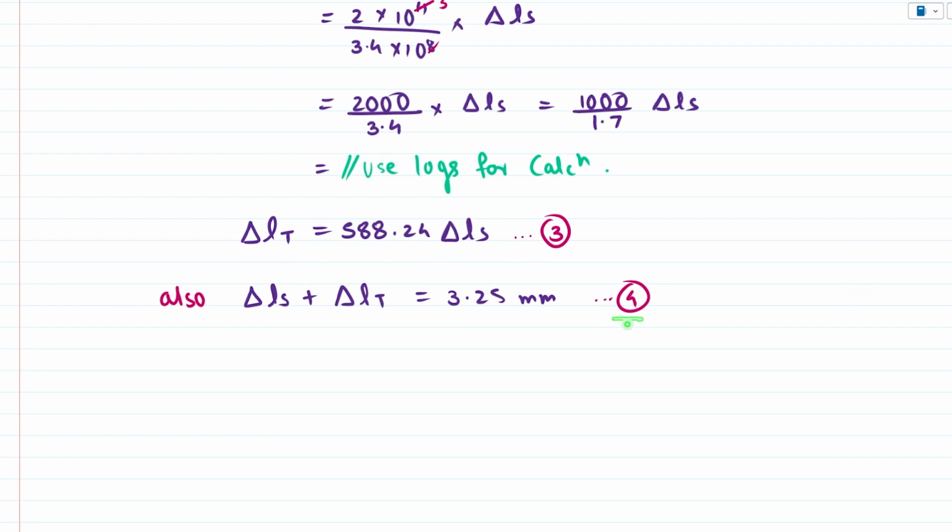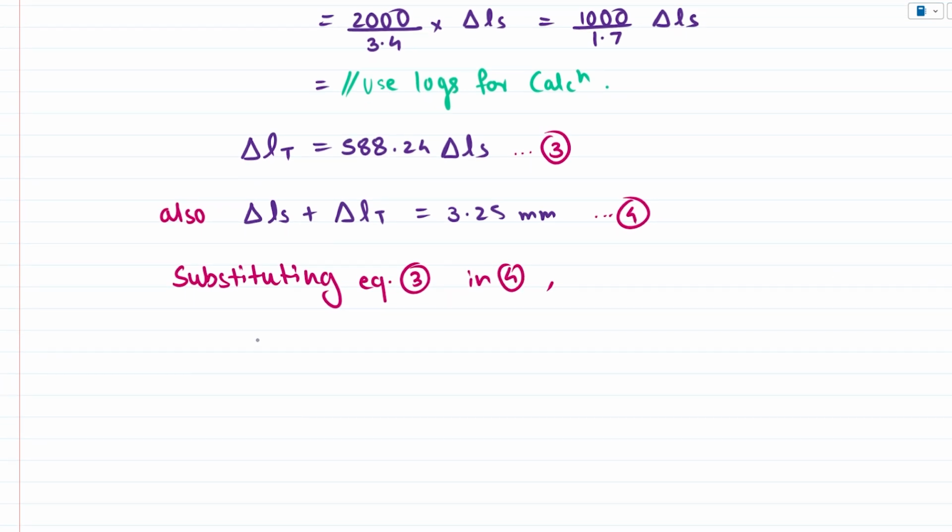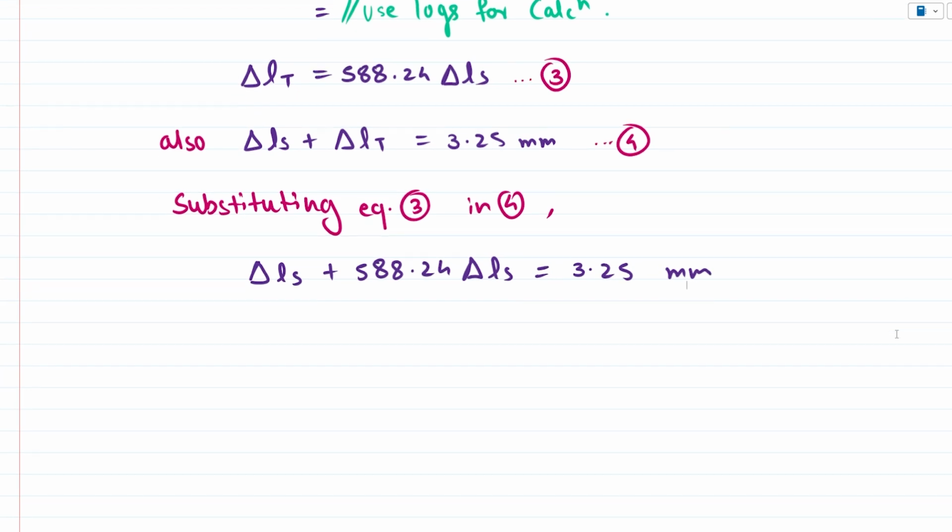So what we'll do now, in equation 4 we'll substitute the value of delta LT as 588.24 times delta LS. So I say substituting equation 3 in 4, we get delta LS plus 588.24 times delta LS, that is the value of delta LT, is equal to 3.25 millimeters. You have to always mention millimeters because as I said we are not converting it, so we have to be very very careful कि हम millimeters में ही calculation कर रहे हैं.